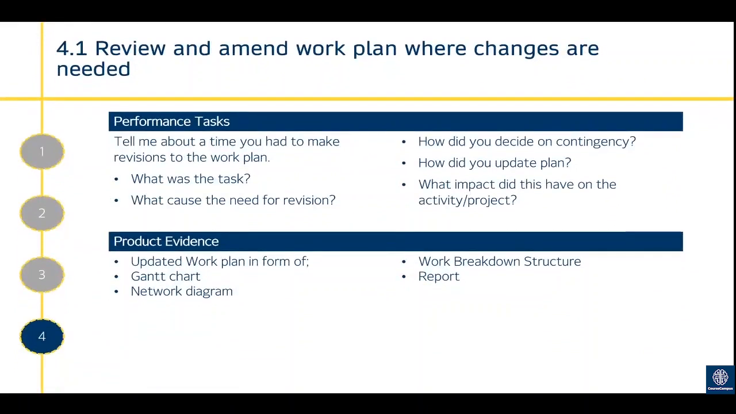Now moving on to the last outcome, outcome 4. 4.1, review and amend a work plan where changes are needed. The first outcome is about putting together a work plan. You've put it together, you've allocated the tasks, you've monitored progress, but sometimes you have to update the plan because there's been a change, a risk has occurred, or the situation has changed.